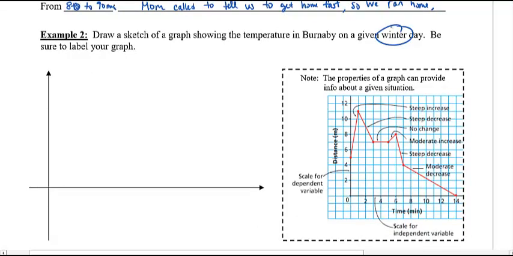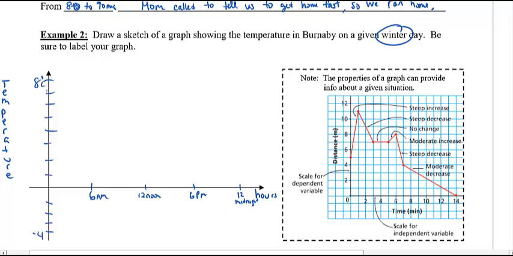So on a winter day, I guess we have time, right? Hours. And then I guess we get 0, let's say 6 hours or 6 a.m. perhaps. We'll say 12 noon. Maybe 6 p.m. and then maybe 12 midnight, right? And what would be on my dependent axis here? Yeah, the temperature. Good. Temperature. So maybe on a winter day, maybe it'd be negative 4, 1, 2, 3, 4, 5, 6, 7, 8 degrees Celsius.